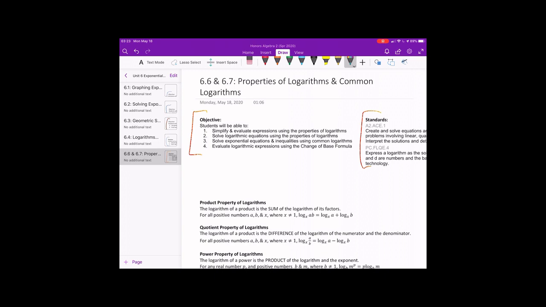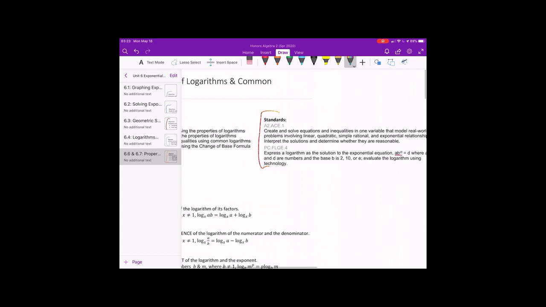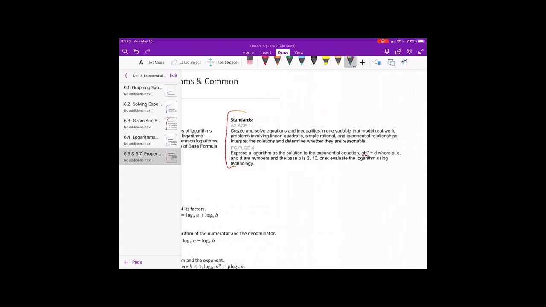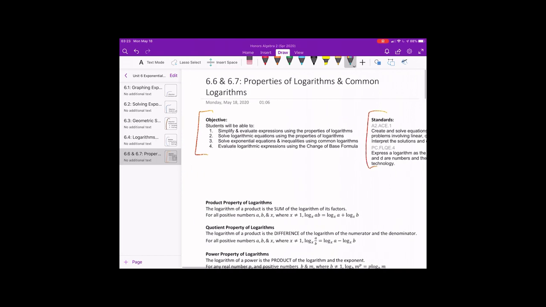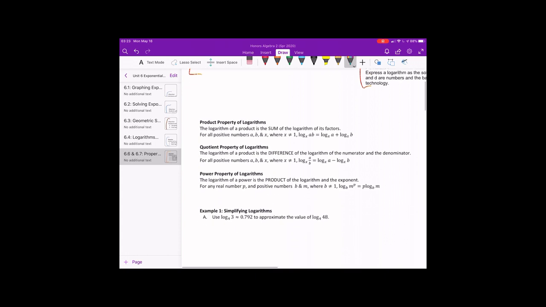And this falls under a couple of standards. One is an Algebra 2 standard, being able to solve equations and inequalities, and the other is a pre-calculus standard, being able to express logarithms as a solution of an exponential. And that's kind of what this leads towards as we get into further courses.